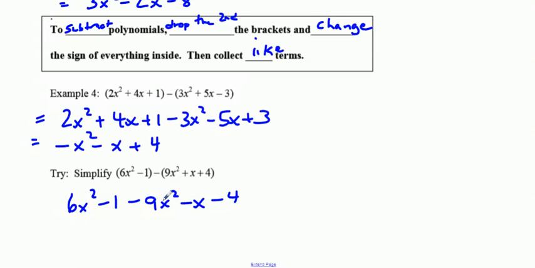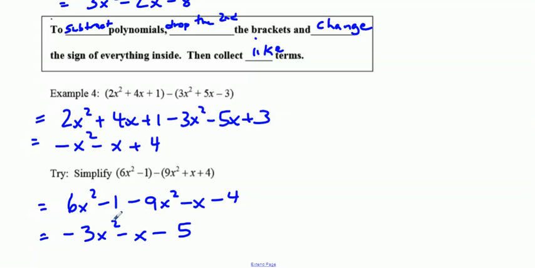6x squared minus 9x squared. Remember, you keep the variable the same and you just operate on the numbers. So this is minus 3x squared. The next one would be just all the x's, and this one's all by itself. There isn't another x here, so we would just write minus x, and then minus 1 minus 4 is minus 5. Typically with these polynomials, we express them in what we call descending order of power.